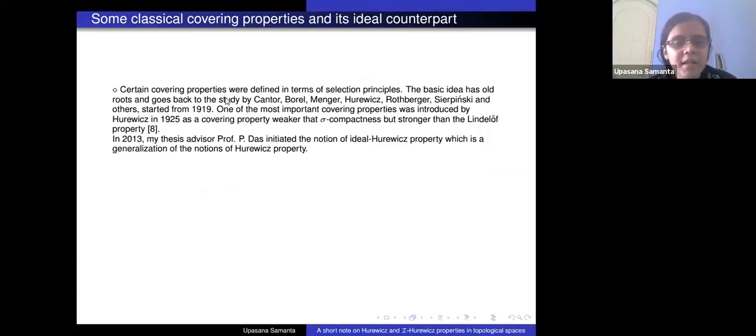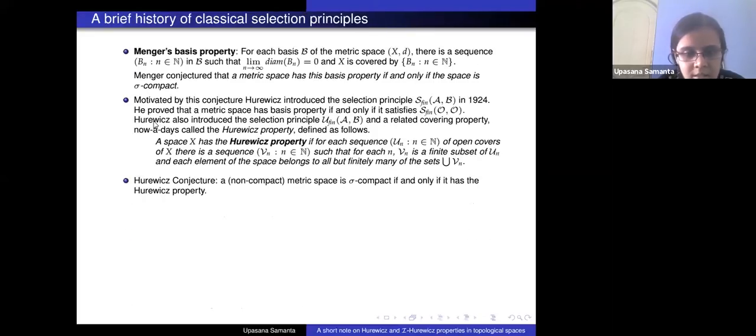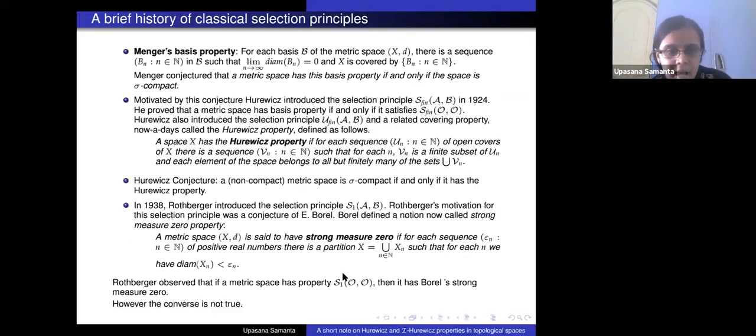Now, certain covering properties were defined in terms of selection principles. The basic idea has old roots and goes back to the study by Cantor, Borel, Menger, etc. One of the most important covering properties was introduced by Hurewicz in 1925, which is called the Hurewicz property, and I have shown it in this slide. Look, what is called the Hurewicz property.